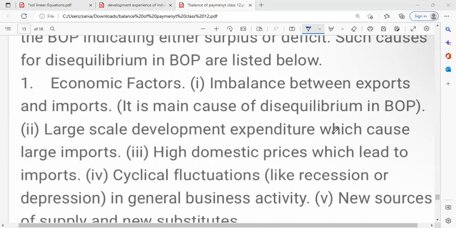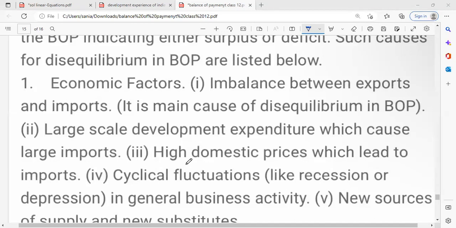So for example, if you want to purchase a TV over here in your country, the television is for 20 rupees, right? But in another country it is for 10 rupees. So of course you will purchase it from the other country. So again, due to high prices in your own country, people start importing it from some other country.